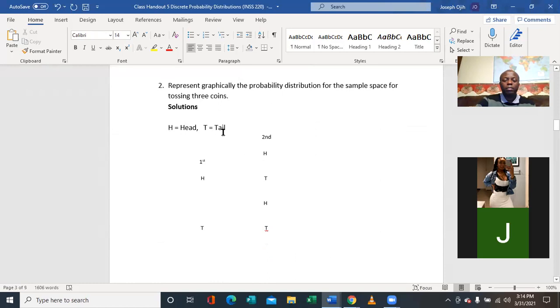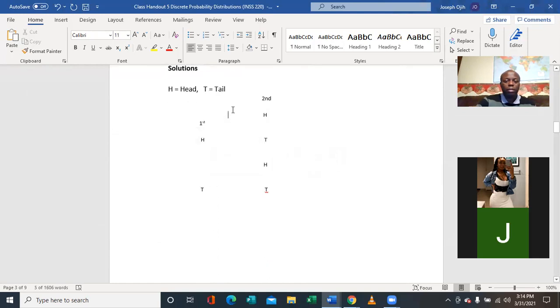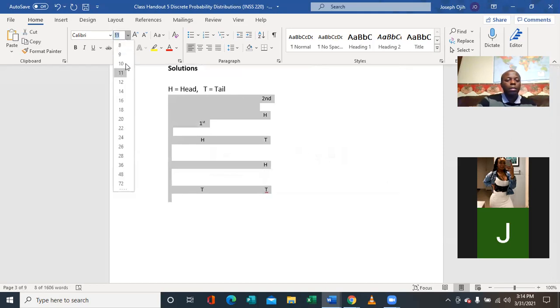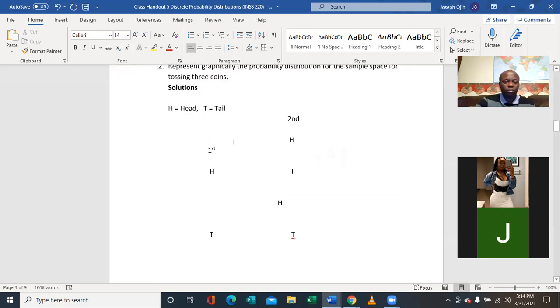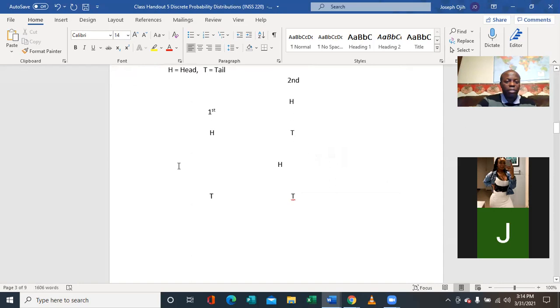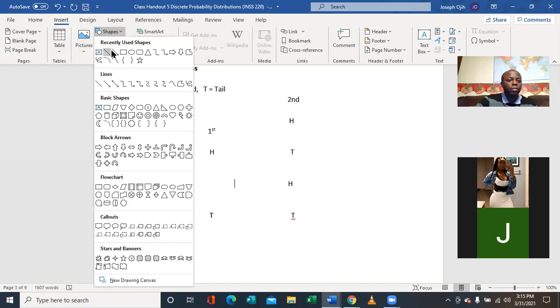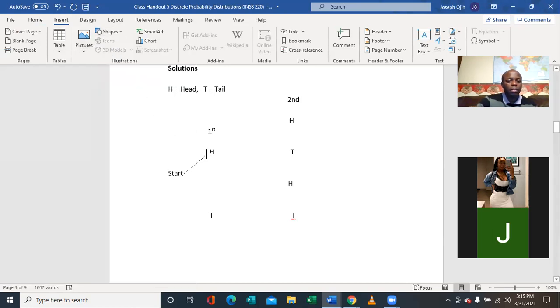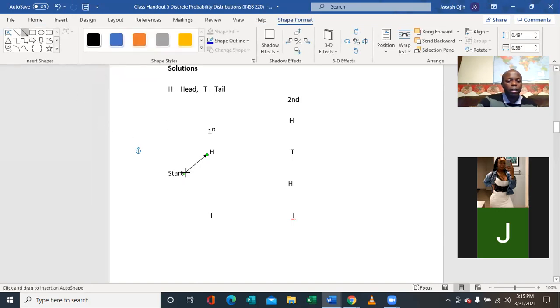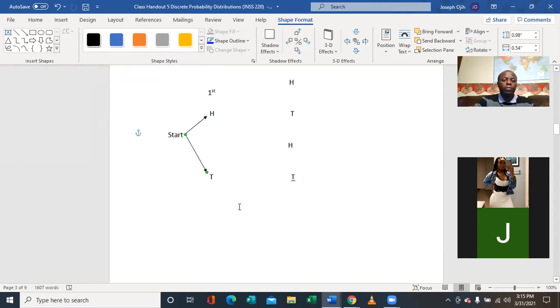Now, let's say we use head and tail. For the first toss, I'm going to make it a little bit bigger. For the first toss, we're going to have head and tail. So we're going to start from here. I'm going to call this place the start. So from the start, we have the first toss. We have head and tail. That's for the first toss.